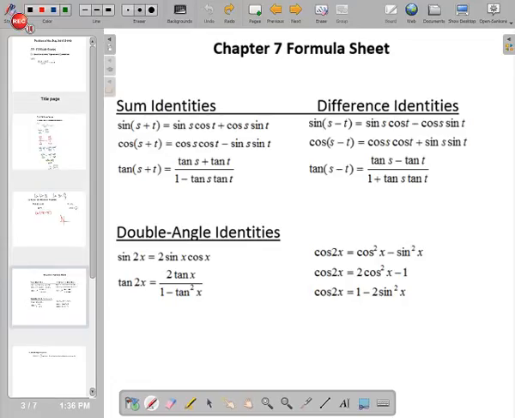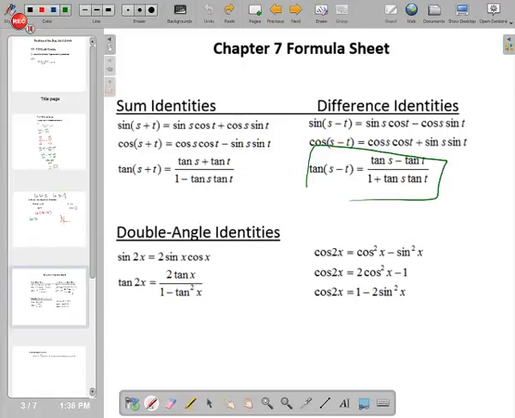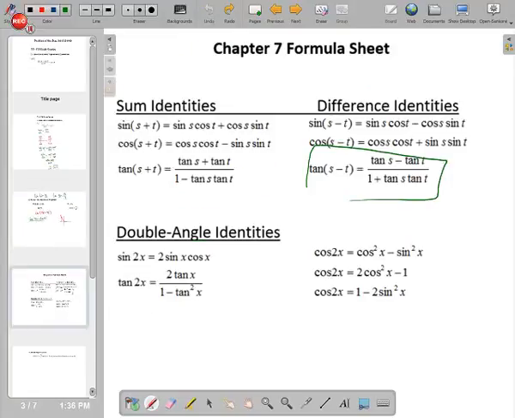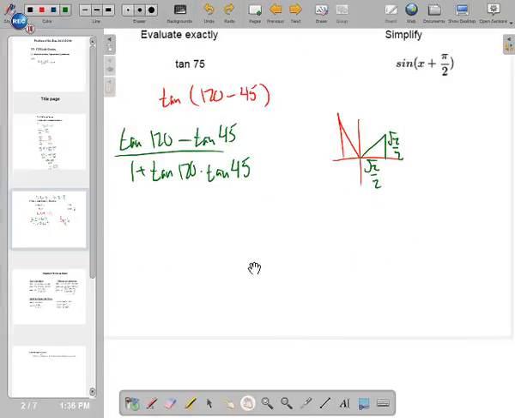I just got to use the formula. The tangent of A minus B is right here. So I need the tangent of 120 minus the tangent of 45 over 1 plus their product. 1 plus the tangent of 120 times the tangent of 45. Remember, the tangent of 45, if these are both radical 2 over 2, then the tangent of 45 is 1.